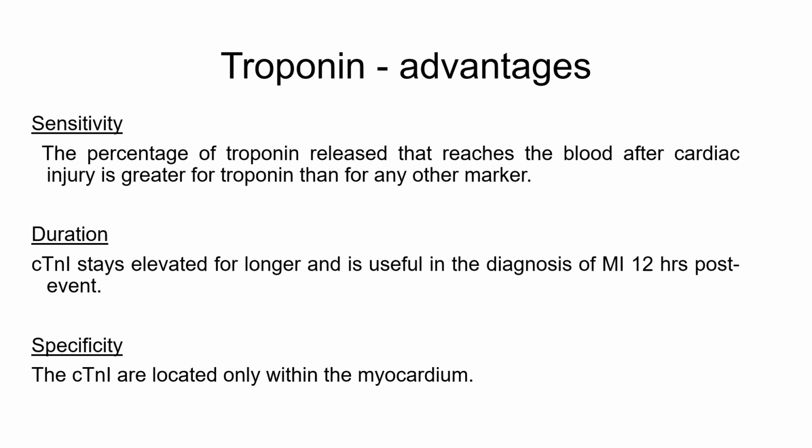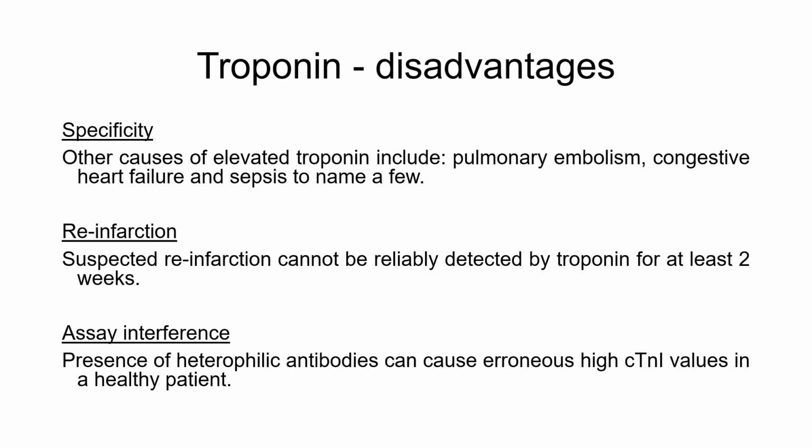The percentage of troponin released that reaches the blood after cardiac injury is greater for troponin than for any other marker. It has a longer duration, it stays elevated for longer and is useful in the diagnosis of myocardial infarction 12 hours post-event. It is highly specific as it is located only within the myocardium. However, a disadvantage could also be its specificity, as other causes of elevated troponin include pulmonary embolism, congestive heart failure, and sepsis. But it is specific for myocardial infarction.